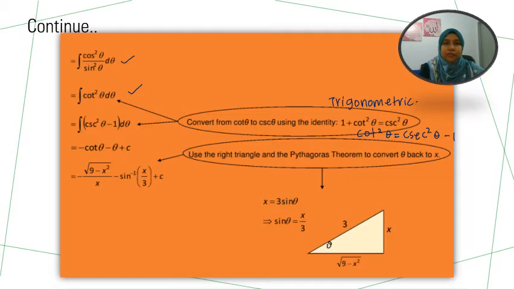Then we just integrate this function. So the integral of cosecant square theta equal to negative cotangent theta, minus theta, with respect to d theta, plus c. Then for the final answer, you have to substitute back the value for theta in terms of x. We use this Pythagoras theorem to convert the value for theta into an x function. The final answer must be in x function. So we use the original substitution.